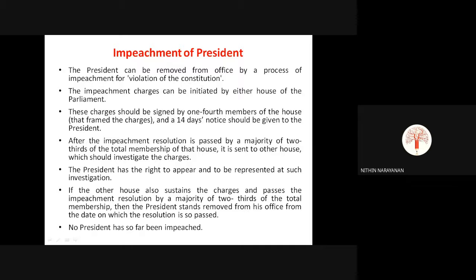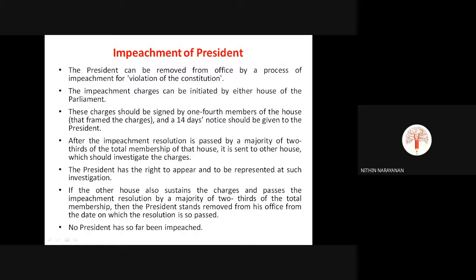Then impeachment of the president, important ആണ്. You can expect a question in the university exam. The president can be removed from the office by a process of impeachment for violation of the constitution. So this process of impeachment can be done if there is found any violation of the constitution.